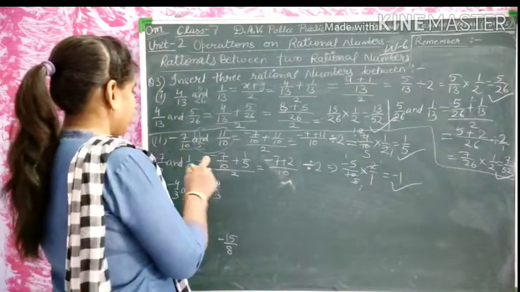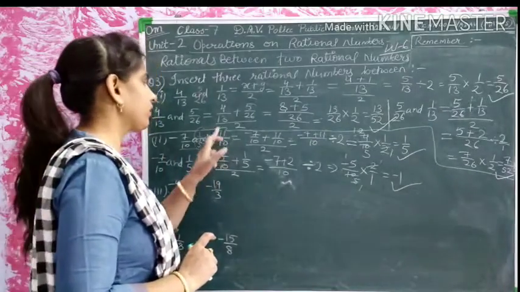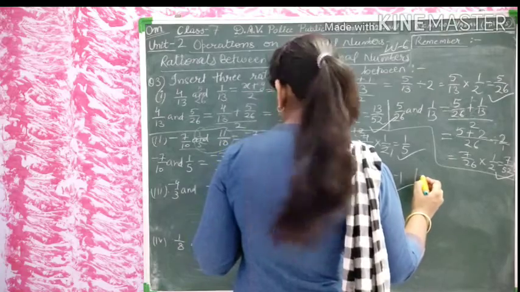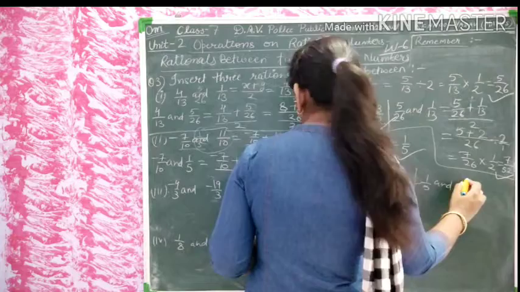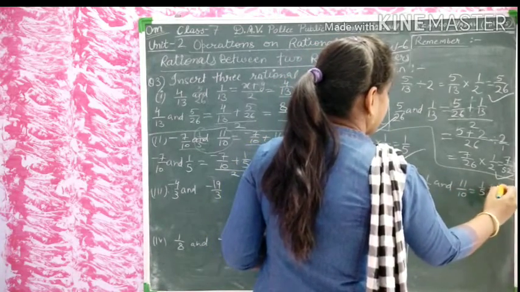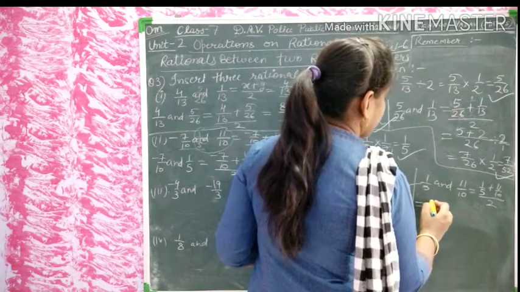Now in the last we have to find one number between 1 by 5 and 11 by 10. One number between 1 by 5 and 11 by 10. So it will become 1 by 5 plus 11 by 10, divided by 2. It will become 1 by 5.